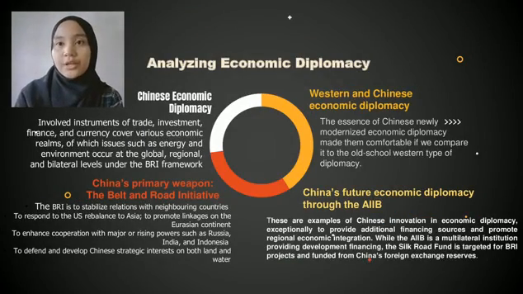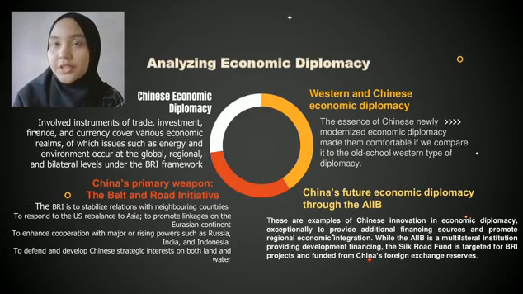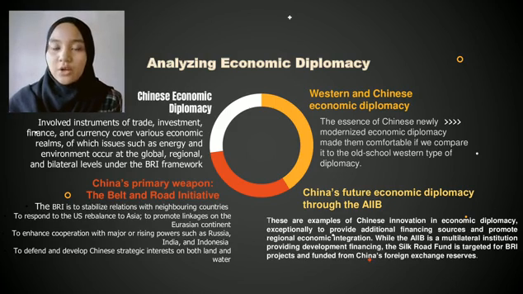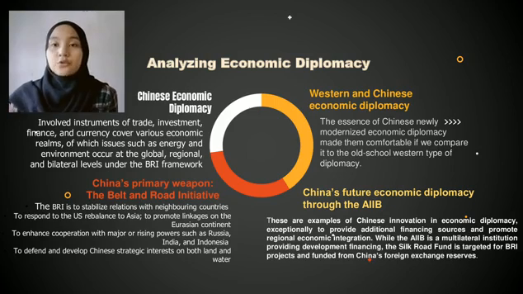As an illustration of economic diplomacy at work, I would like to invite you to analyze the Chinese strategy in economic diplomacy. We would like to tell you about BRI or Belt and Road Initiative, and BRI is a global infrastructure development strategy adopted by the Chinese government in 2013 to invest in 70 countries and international organizations.